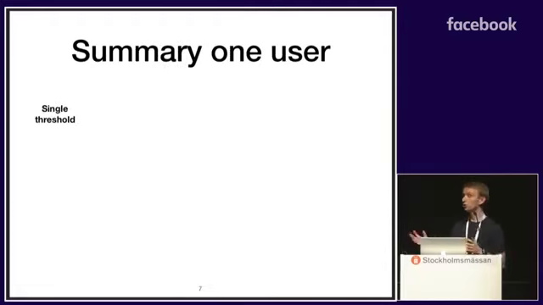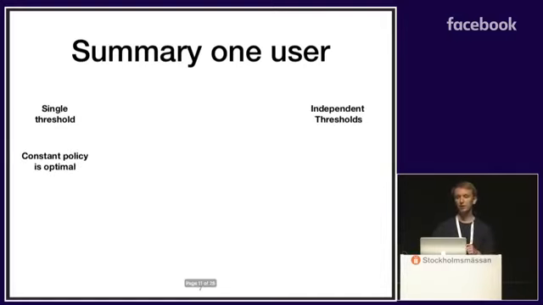Now, we have a bunch more results on this single user setup. For a single threshold, what I just talked about, the constant policy is optimal. The other extreme you can think of is that at every time, a new threshold is sampled for this user. Obviously, then no learning is possible across time, because every time you get a new threshold. So again, an optimal policy is a constant policy. But it's interesting to ask what happens in the middle.